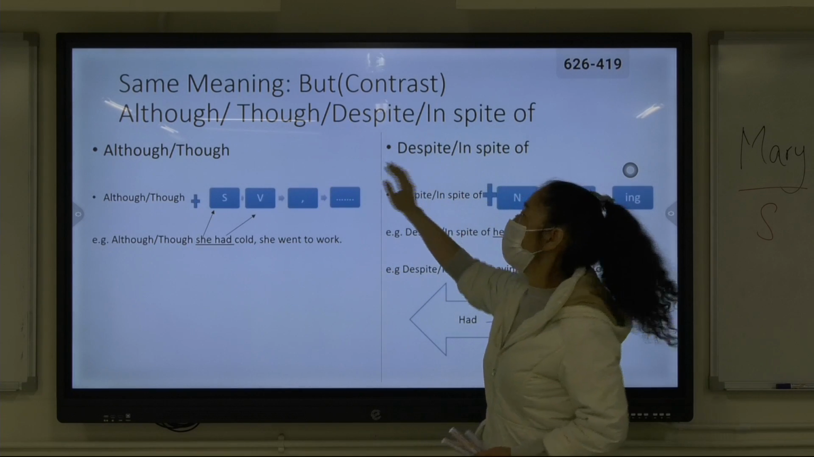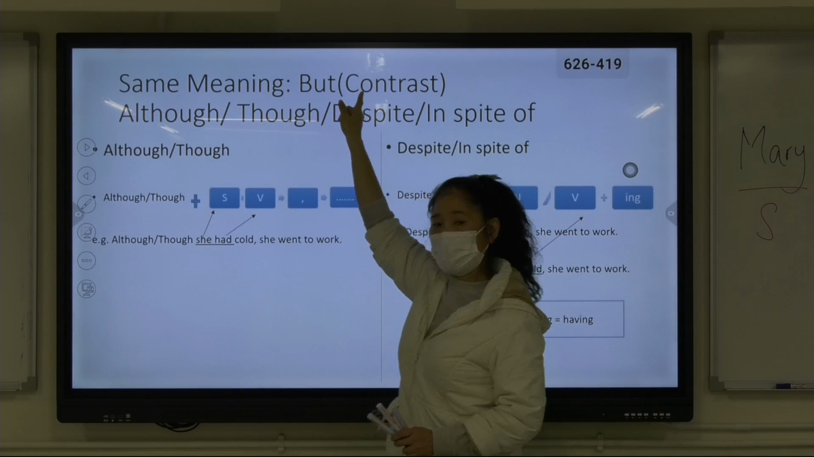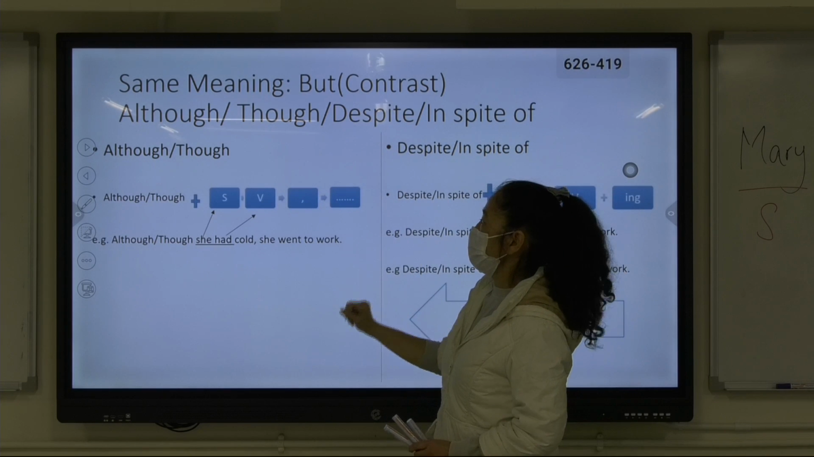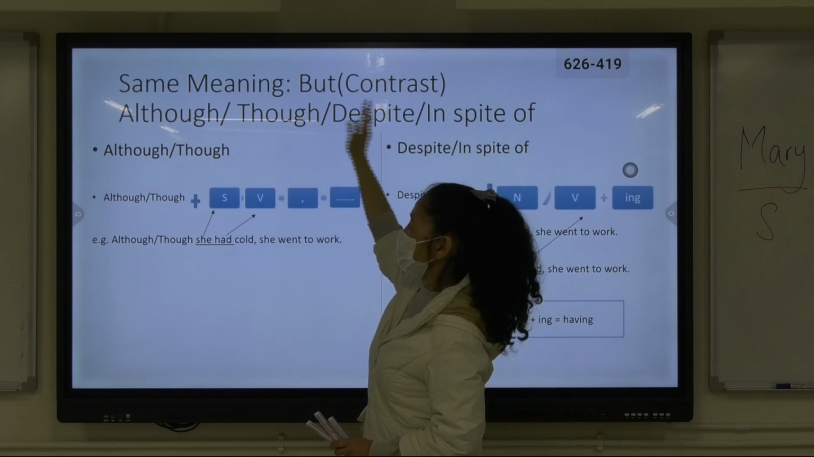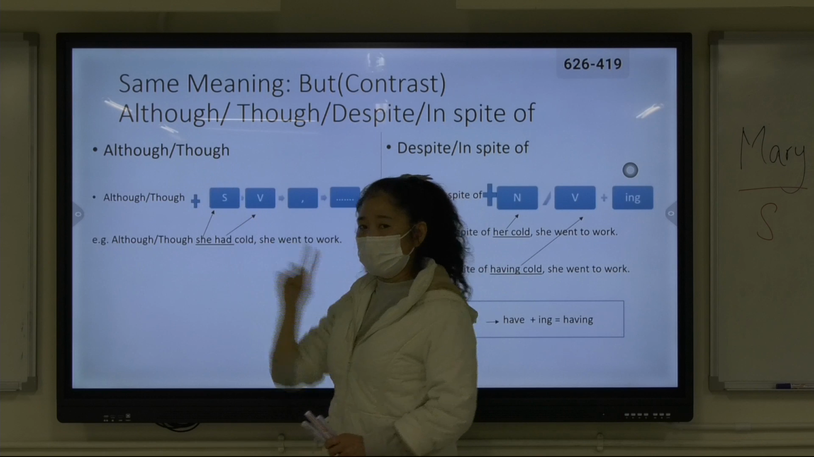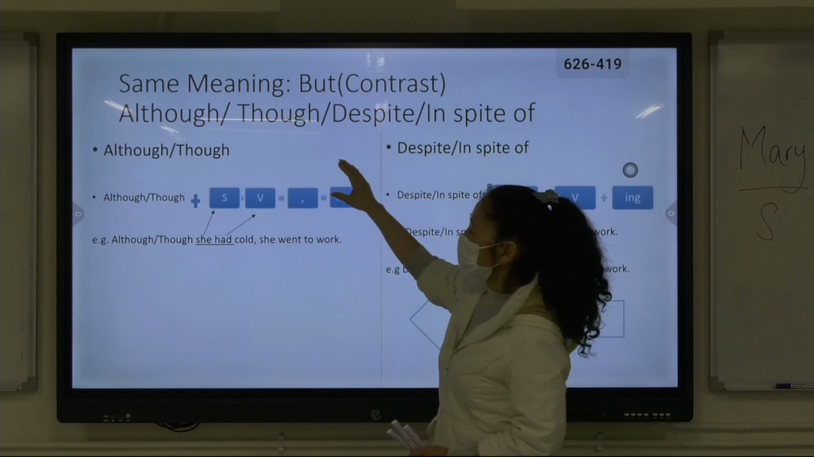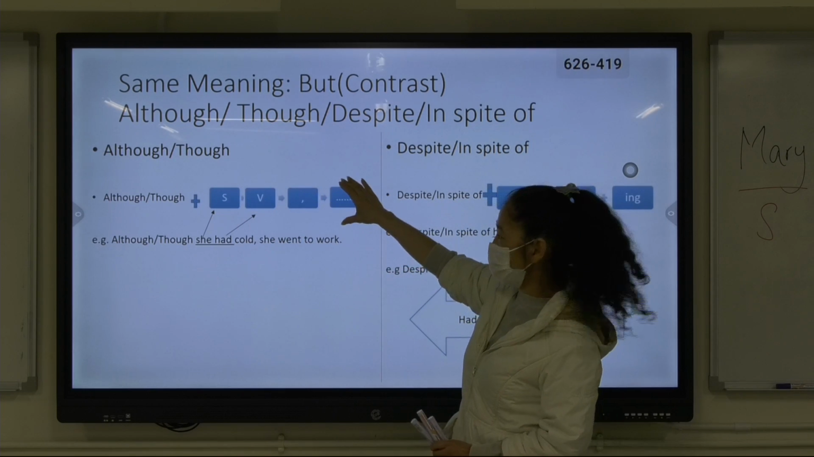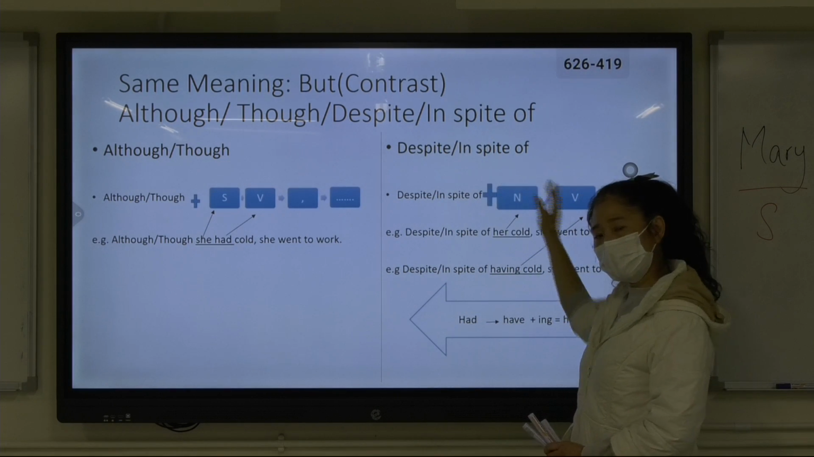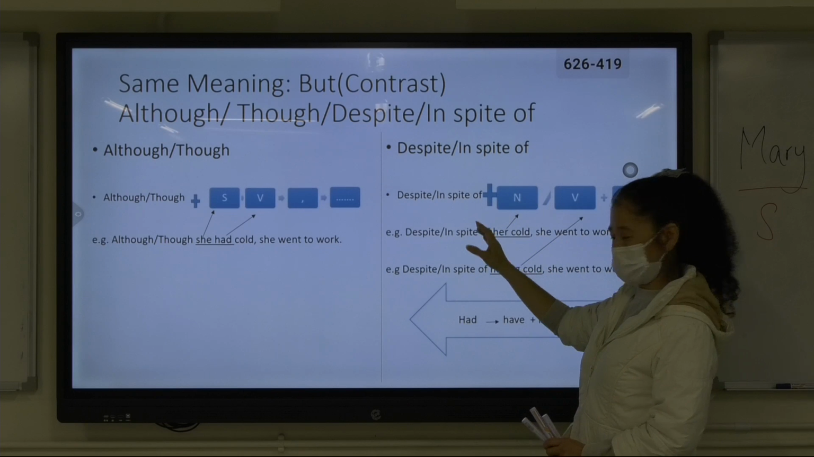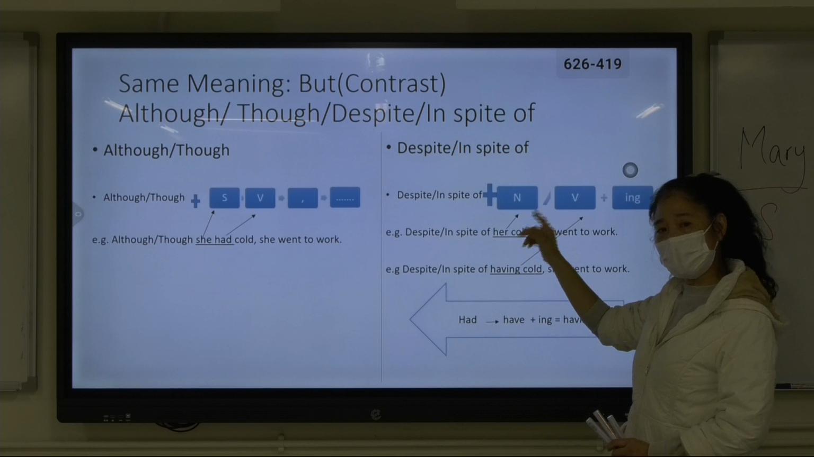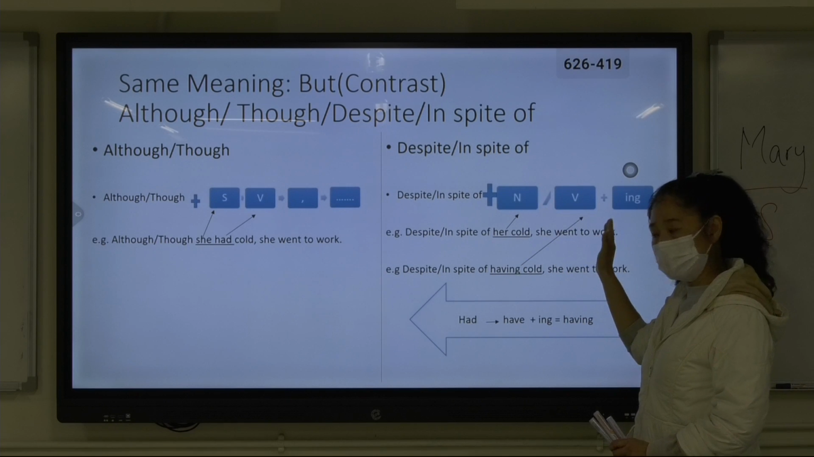These four have the same meaning, contrast, that means but. These four can be divided into two groups, although and though in one group. This is the grammatical structure. And despite and in spite of belong to another group. And the grammatical structure is a little bit different. They must be followed by either a noun or the verb plus ing.